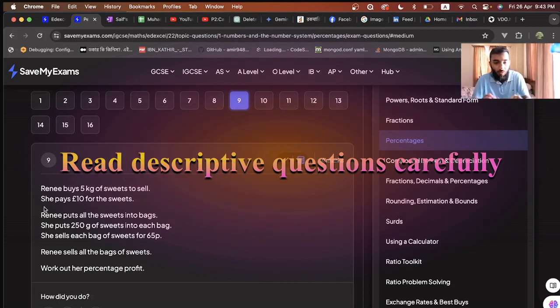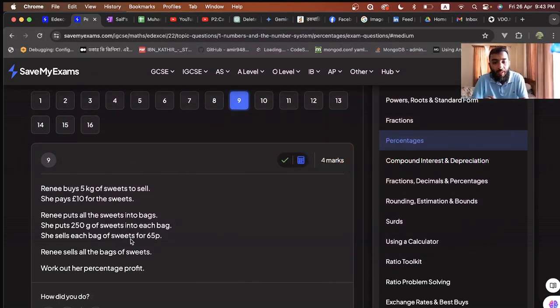The bags are distributed. She sells each bag of sweets for 65 pence. Rene sells all the bags of sweets. So you have to work out her percentage profit.